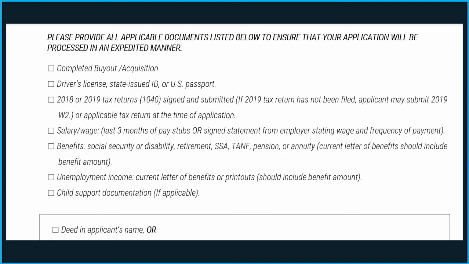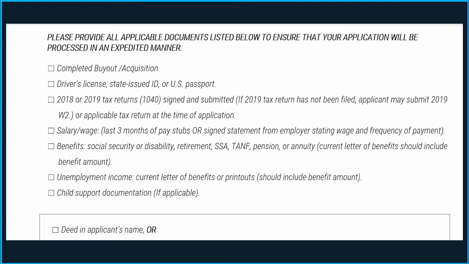Required documentation includes the completed buyout and acquisition documentation. This is the completed intake beneficiary application that we are discussing in this video. All sections must be completed and signed. Driver's license, state-issued ID, or U.S. passport. Documents should be attached supporting adjusted gross income, such as tax returns within the last 2 years, signed and submitted.